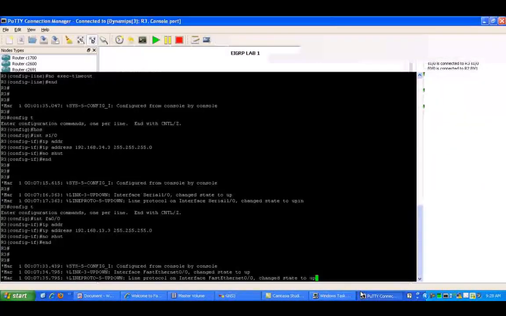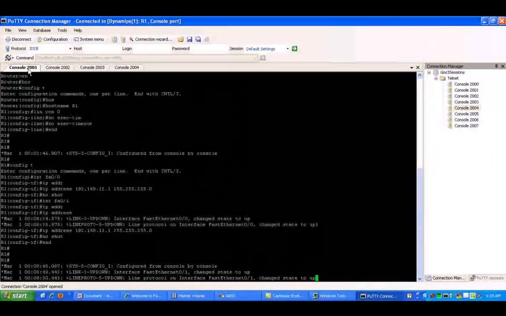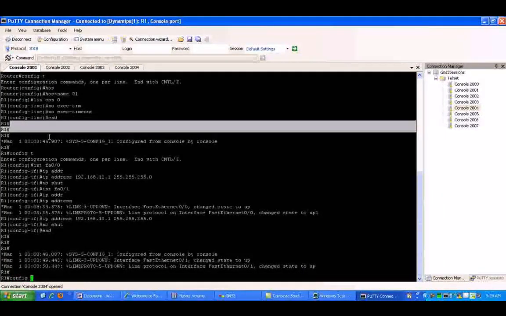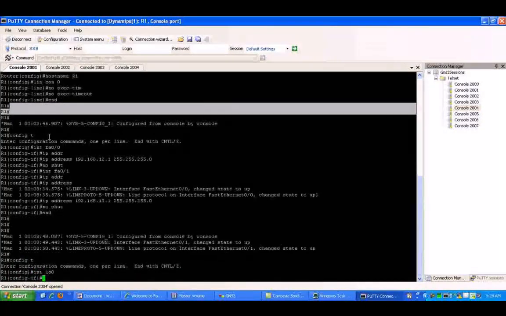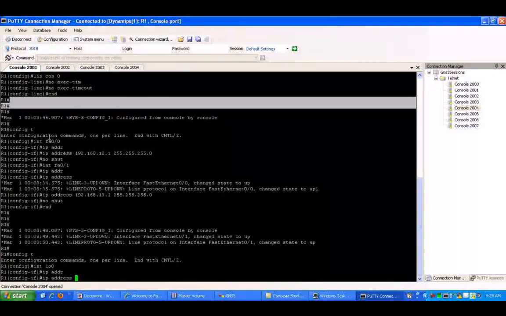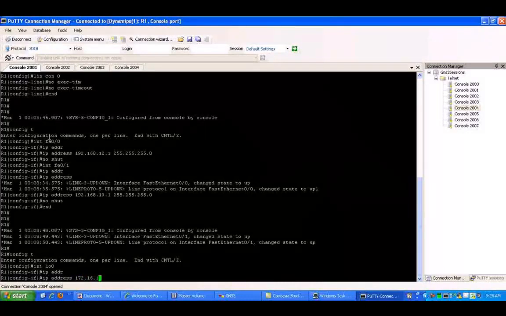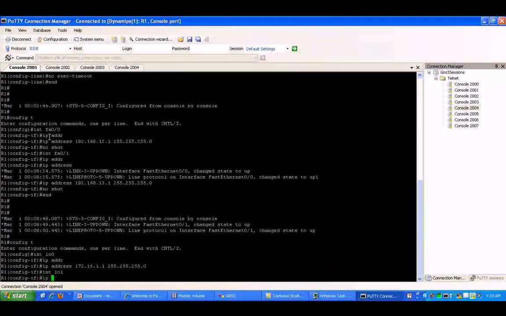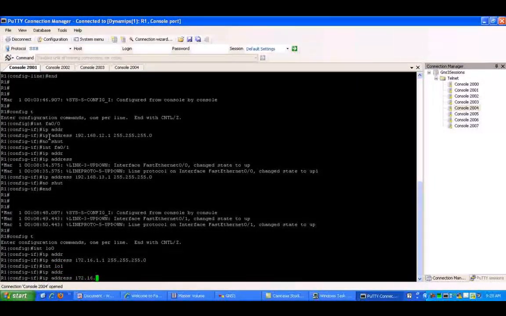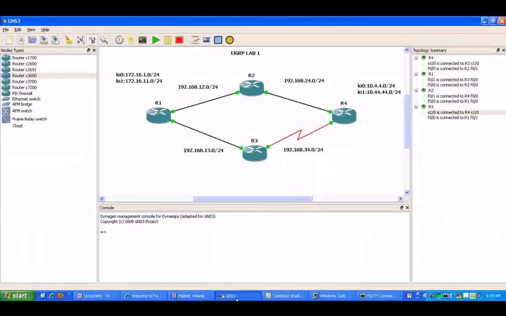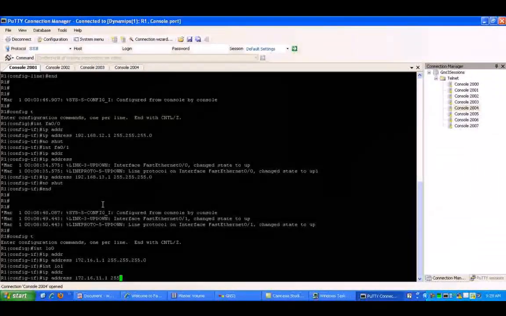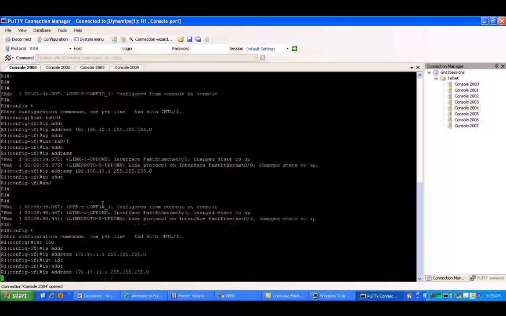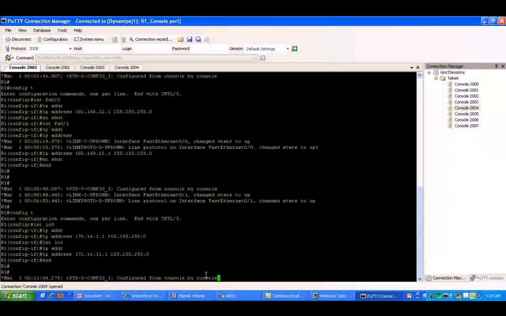Okay, so I have all the IP addressing done between the routers. We'll go ahead and do the loopback interfaces now. We have all the connections between the routers configured now. So what we'll do is go under the R1 loopback 0, give it the IP address of 172.16.1.1, and then go under loopback 1 and give it the IP address of 172.16.11.1 with the /24 subnet mask.